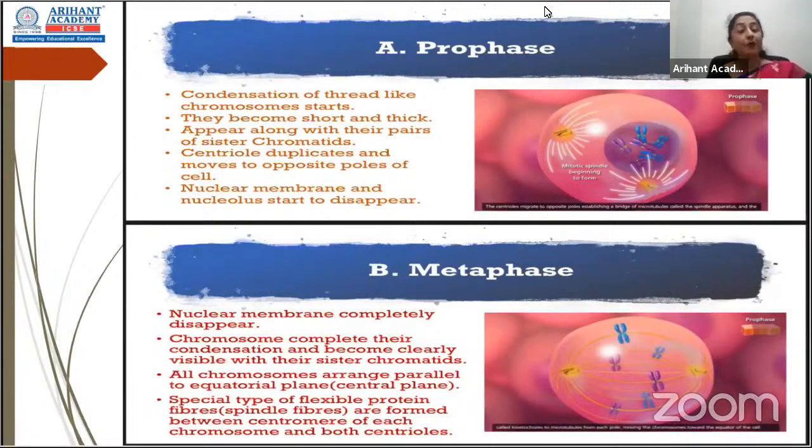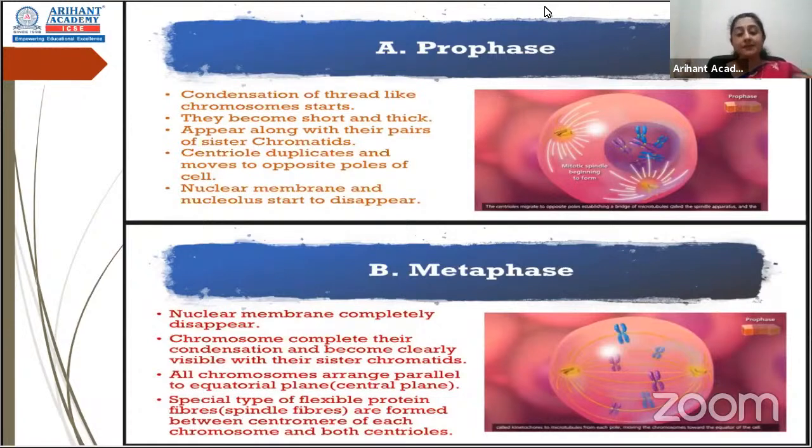Okay, so during prophase, the nuclear membrane starts disappearing because it's karyokinesis. So the nuclear membrane starts disappearing. The centrioles start moving towards the poles, and the chromatin fibers start condensing into chromosomes. And you can see that the sister chromatids have already been formed.